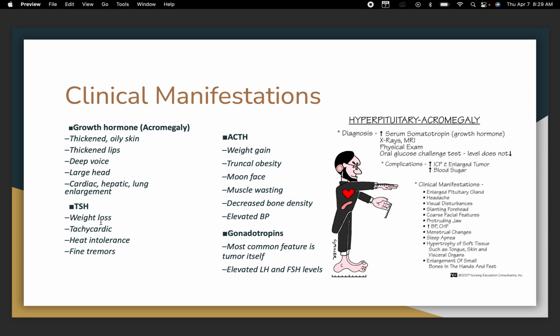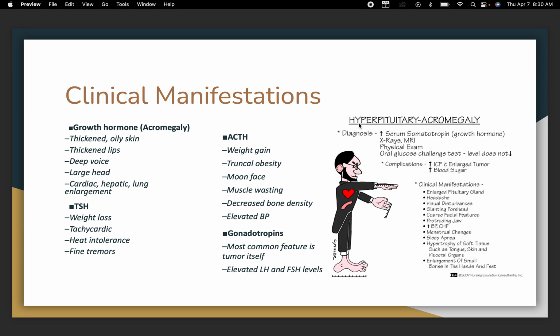And so this little picture we have here on this side is actually a great learning tool. It shows the diagnosis. You would look at their growth hormone levels. You'd look at X-ray and MRI, a physical exam, and a history. You'd look at a blood glucose or an oral glucose test, and their levels would not come down.